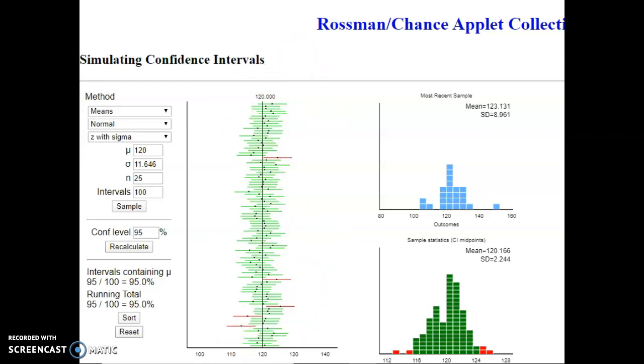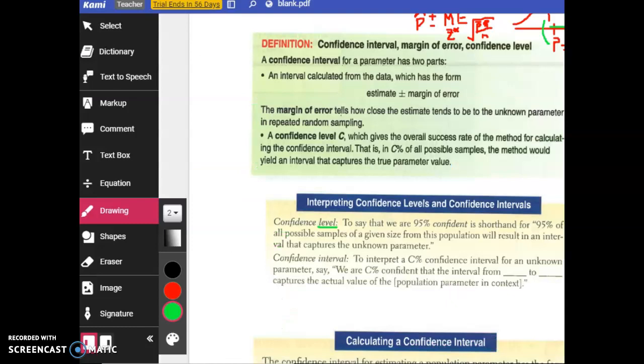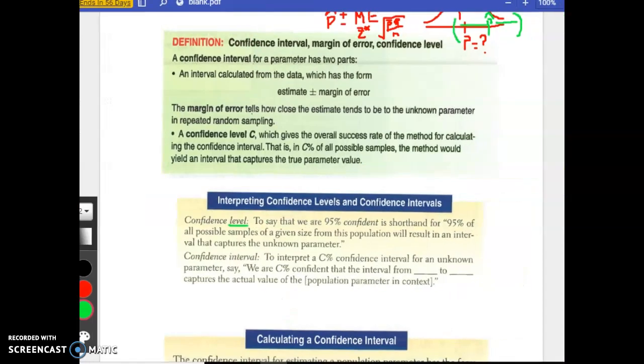So that's really what we're talking about when we say level of confidence versus interpreting the interval.